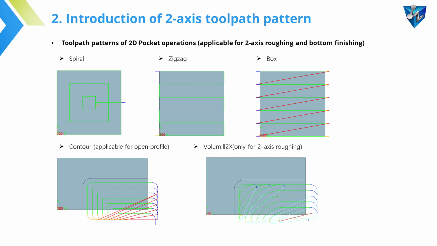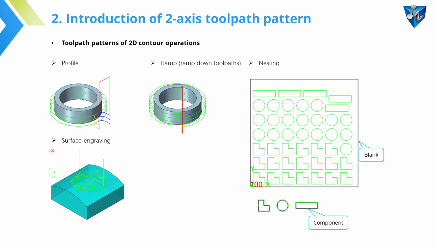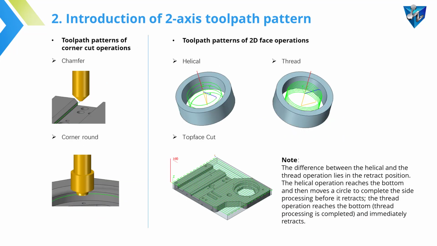The first category is 2D pocket operations: spiral, zigzag, box, contour, and Vermicelli 2X. Most of them are applicable for 2X roughing and bottom finishing, and Vermicelli 2X is only for 2X roughing. The second category is 2D contour operations: profile, ramp, nesting, and surface engraving. Then the last 2 categories are corner cut operations, which contain chamfer and corner round cut, and 2D face operations, which contain helical, thread, and top face cut.